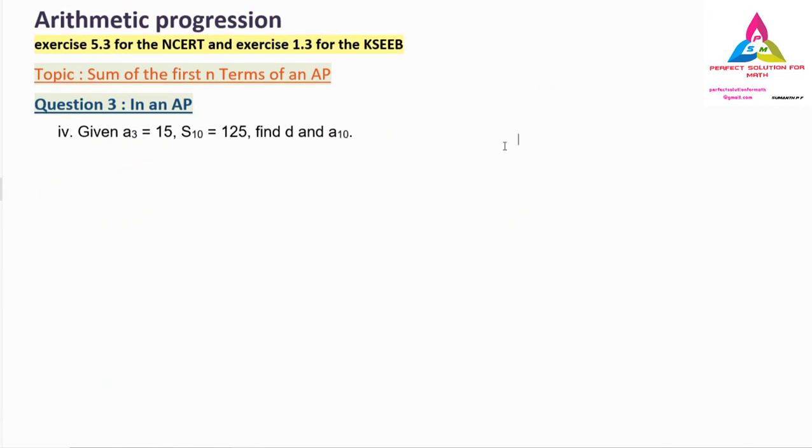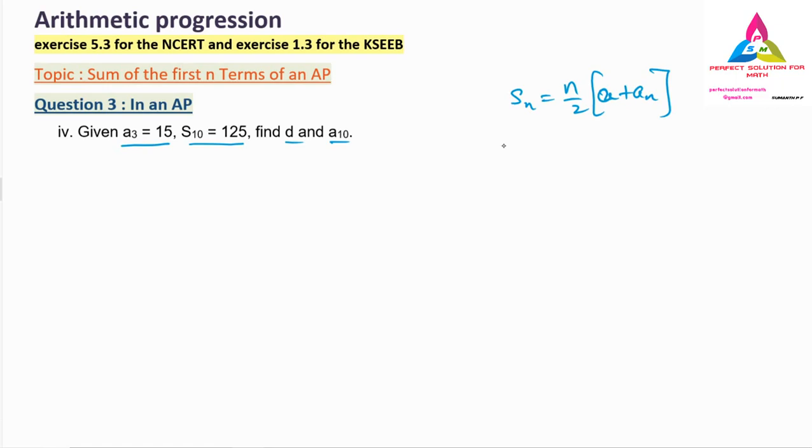Coming to the third and fourth question, what is given is A3, that is 15, and S10 is 125. To find, they have asked for the d value and A10. Now, the question I am talking about is like this. Here it is clear we can't go for the formula Sn is equal to n by 2 into a plus an. Why can't we go for this formula?